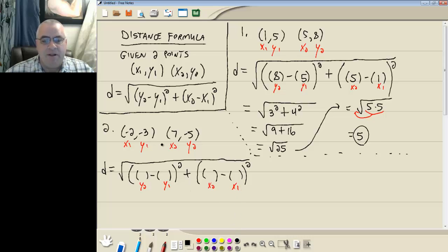It's really hard when you label everything like you're seeing me do here to mess up on the arrangement or even the signs. Okay, well, y2 we said was -5. Now that I made that claim, I'll probably screw it up. Y1 is -3. X2 is 7. And X1 is -2.